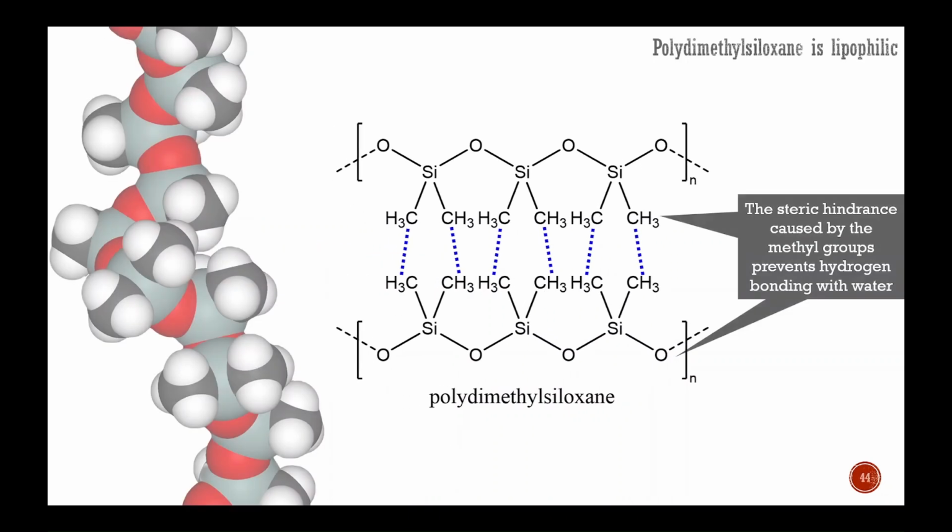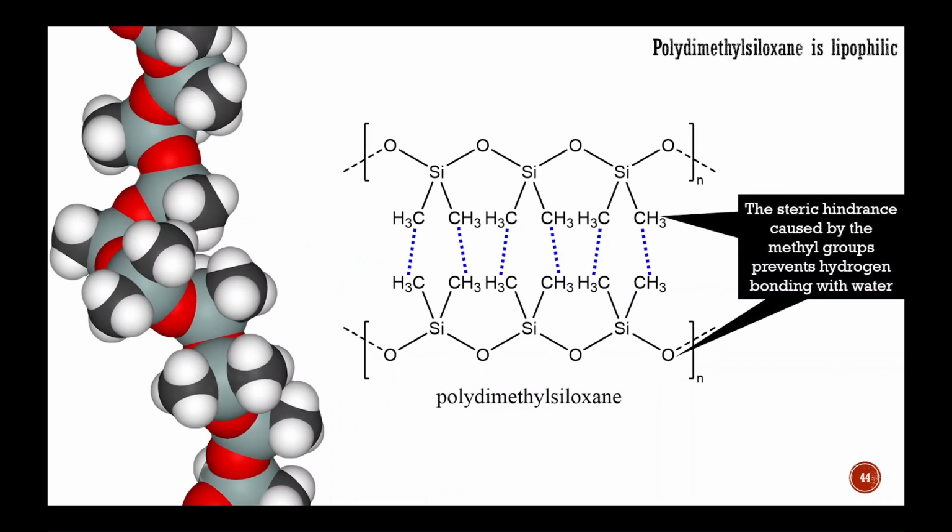Unlike polyethylene glycol, which forms strong hydrogen bonds with water, the steric hindrance caused by the methyl groups in polydimethylsiloxane prevents the oxygen atoms in the polymer chain from engaging in hydrogen bonding with water molecules. The presence of methyl groups makes polydimethylsiloxane lipophilic, meaning it has a greater affinity for fats than for water.